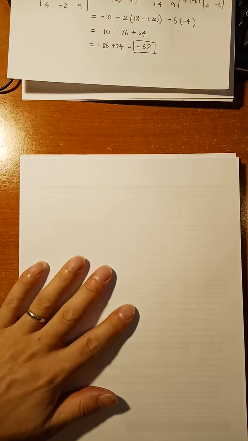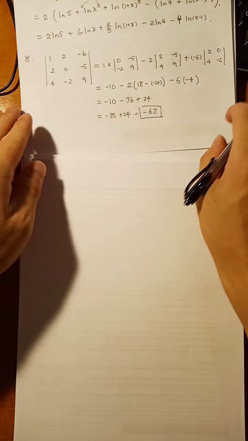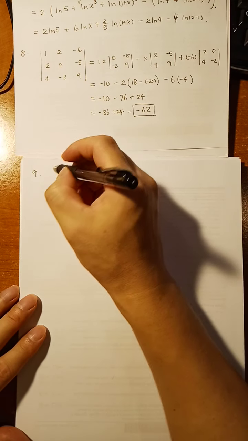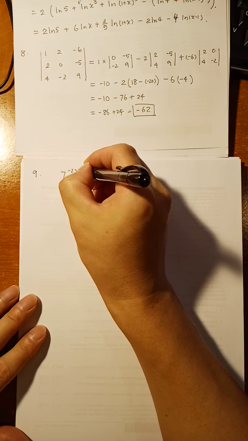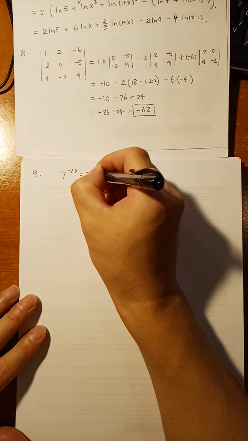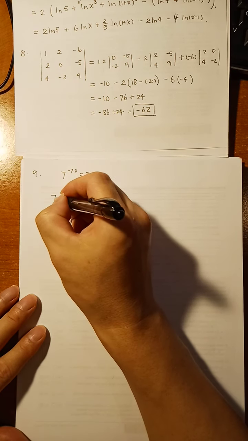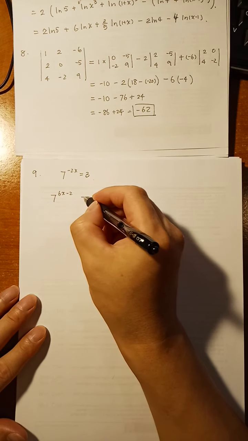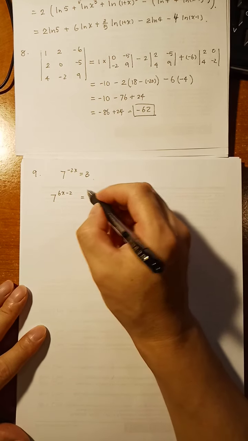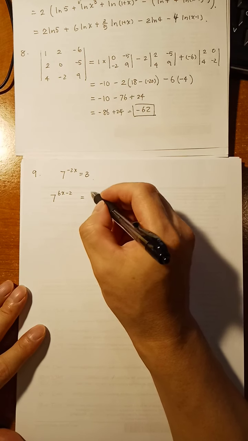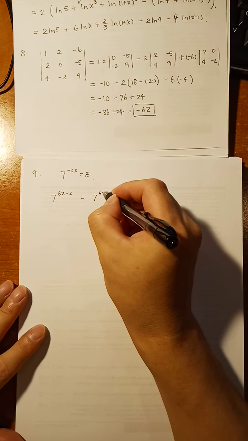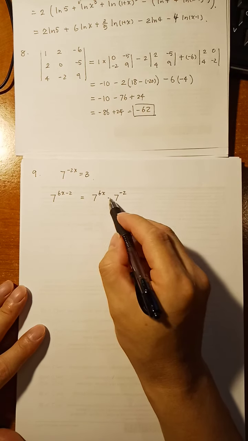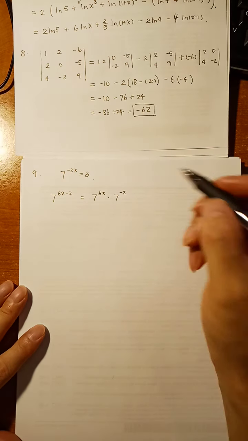Next. Oh, next is interesting. Next, problem 9. Given that 7 to the power -2x is equal to 3, we're looking for 7 to the power 6x minus 2. So most of you know the part of the computation, right? So 7 to 6x times 7 to -2.